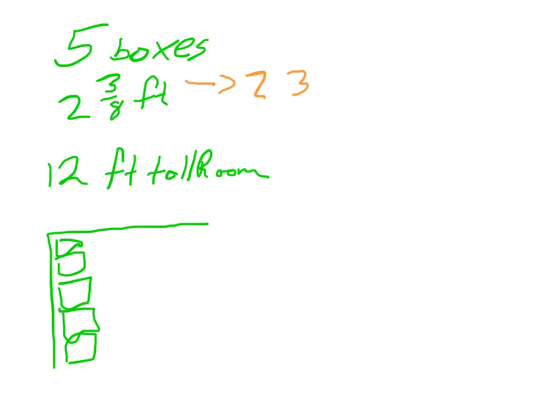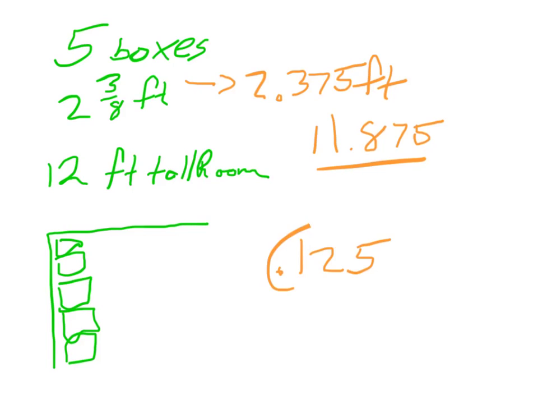So that's 2.375 feet tall. Multiply that number times 5. 2.375 times 5, and you've got 11.875 total feet. Okay, so how much room is left at the top? Just go 12 minus your answer, and you've got 0.125 at the top.